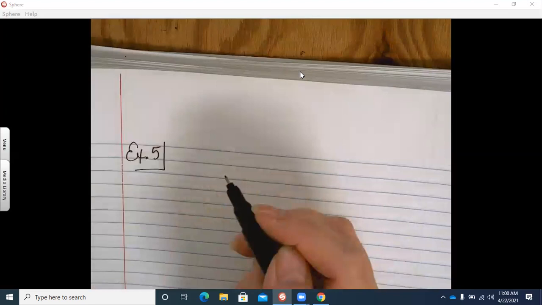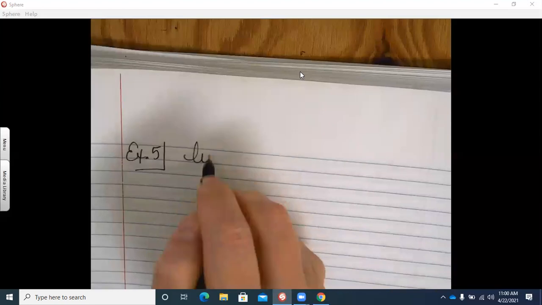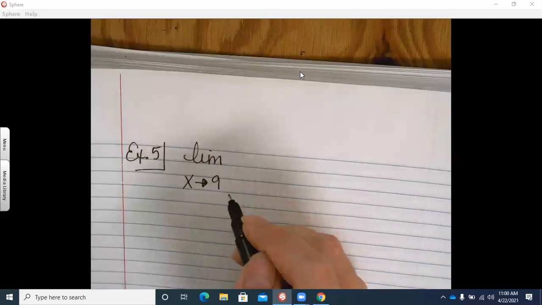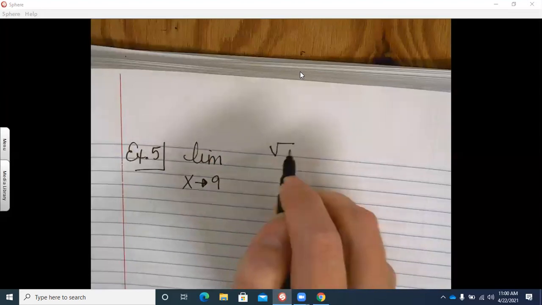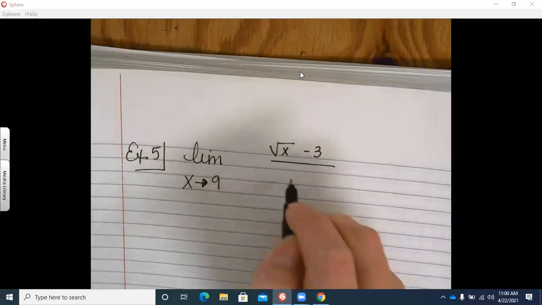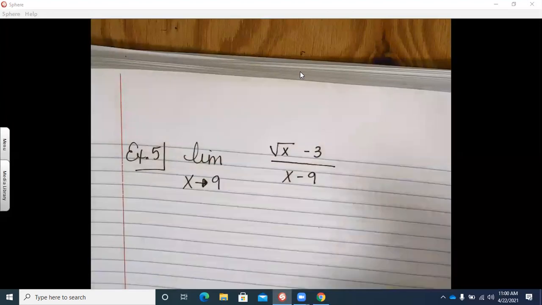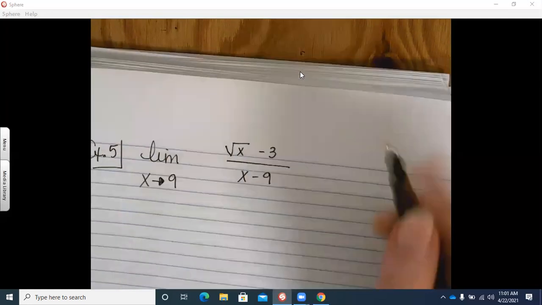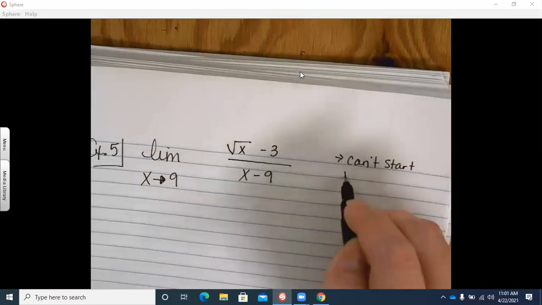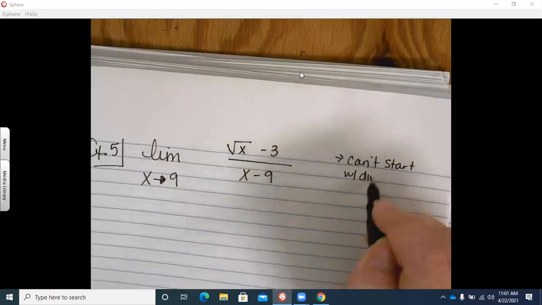Example 5. What is the limit as x approaches 9 of the square root of x, and then you have a minus 3 that's not under the radical, quantity divided by x minus 9. Can we start with direct substitution? No, because if we do, we'll get a 0 in the denominator.